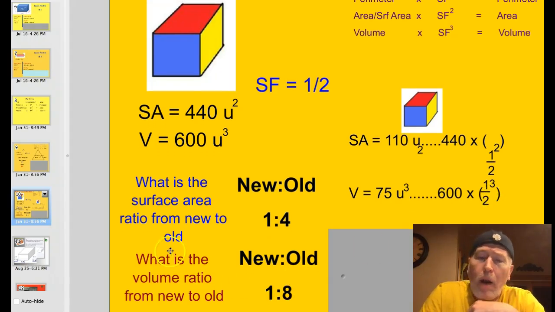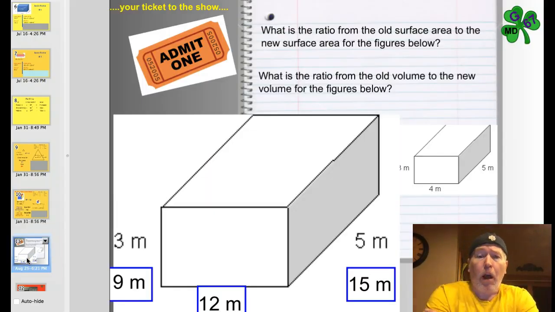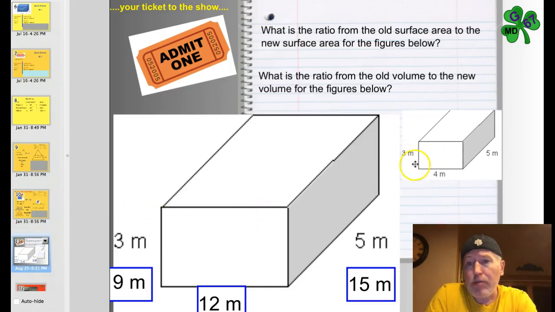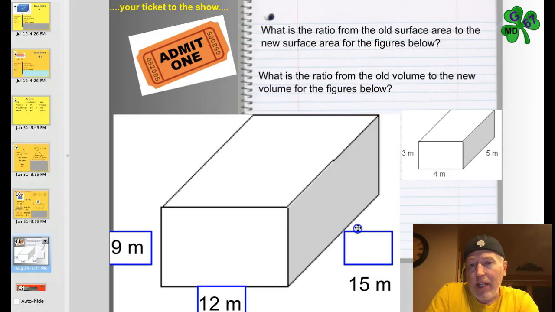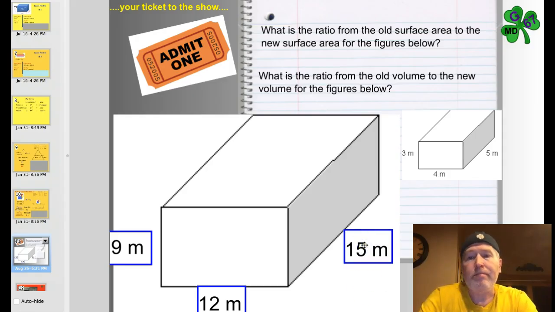Interesting, huh? All right, time for you to show me what you know. Take a look at these two figures that I barely fit on the page. What is the ratio from the old surface area to the new surface area for the figures below? What is the ratio from the old volume to the new volume? You're going to have to figure out what the scale factor is. This one here is 3, 4, and 5. This one here is 9, 12, and 15.